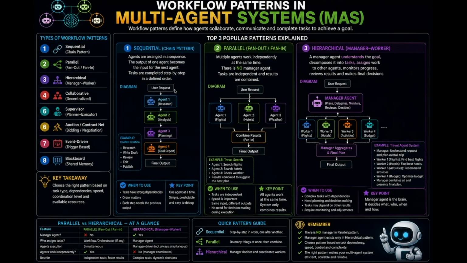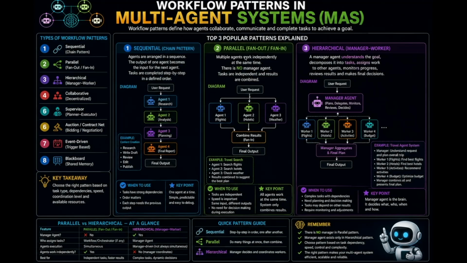The user sends a request here. It goes to agent 1. Agent 1 is responsible for doing research. Then the output of agent 1 will go to agent 2, and agent 2 is responsible for doing the analysis. Similarly agent 3 for planning and agent 4 for the final report. All these agents are responsible for doing separate tasks but it executes in a sequential way.